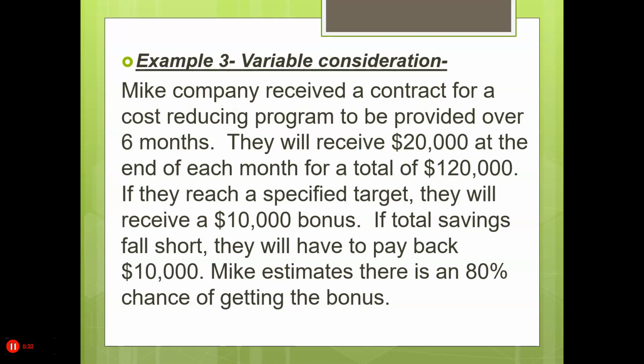Now let's look at variable consideration. In this example, we have somebody who is going to receive $20,000 at the end of each month for a total of $120,000, but if they reach specified targets, they'll get an extra $10,000 bonus. If the total savings they're supposed to be providing falls short, they have to pay back $10,000. Now, Mike estimates that there's an 80% chance of getting the bonus.